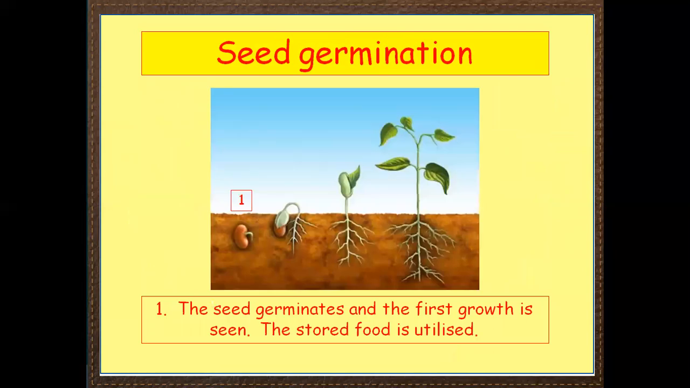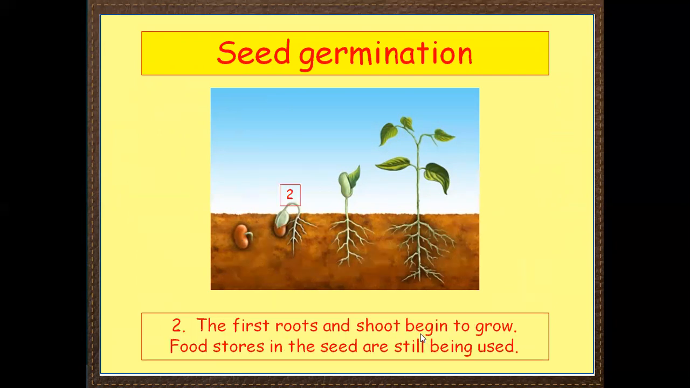All right. Now, seed germination. The seed germinates and the first growth is seen. The stored food is utilized. You can see here the first growth of the seed has started and the stored food is utilized. The first root and shoot begin to grow, and the food stored in the seed is still being used.